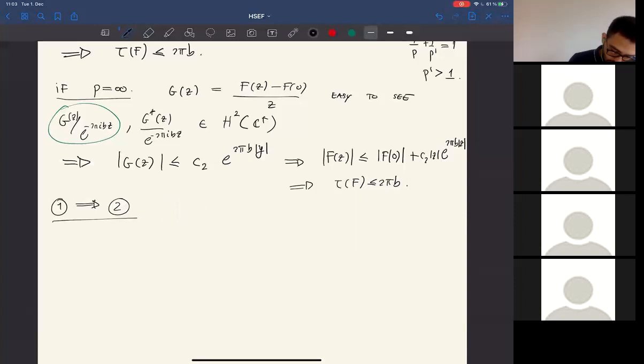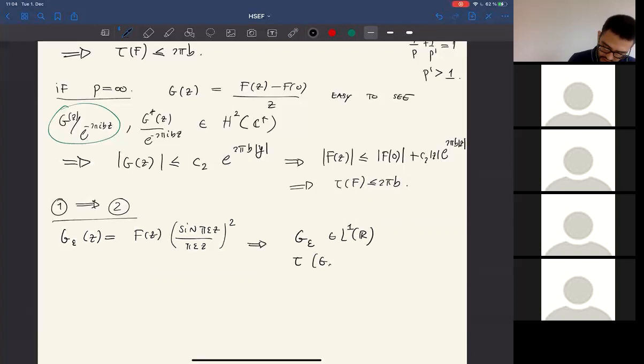Okay, so what we do, we first define g epsilon of z as an auxiliary function. Let's see, it is this guy. So we add an extra decay on the function. I think here we don't even have to separate into cases. My claim is that g epsilon now is L1 on the line, and its type is just increased by a little.